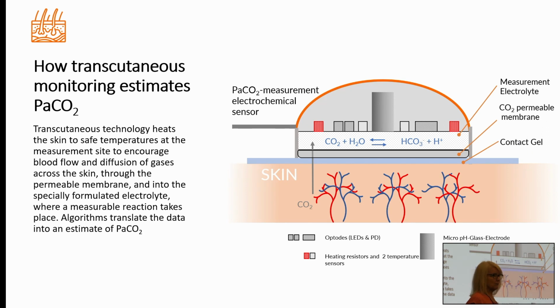So how does it work? A sensor is placed on the patient's skin, and it gently warms that site to encourage perfusion to the site and also to encourage the CO2 to diffuse across the skin. And what the sensor does is it picks up the CO2 that's diffusing across the skin, goes into the sensor, a reaction takes place, and then algorithms will use that data to give us an estimate of our arterial CO2. Like I mentioned before, it is important to pick a site that is pretty well perfused.